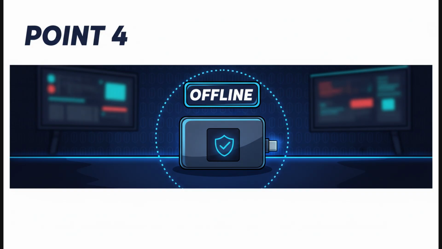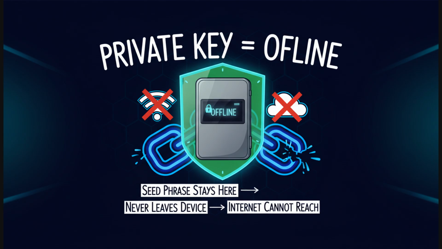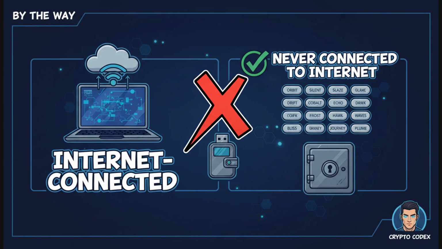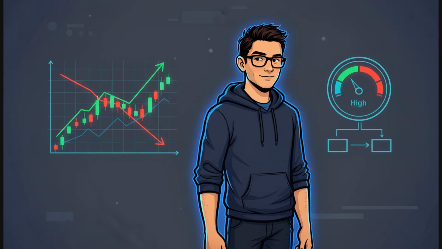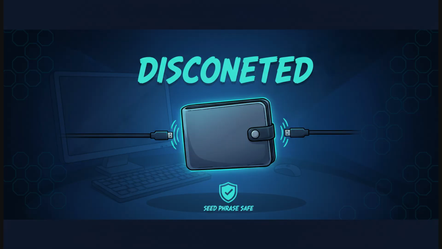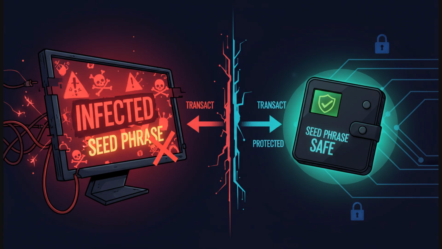Fourth, consider a hardware wallet if you hold significant amounts. Devices like Ledger or Trezor keep your private key completely offline. The seed phrase never touches an internet-connected device. When you want to make a transaction, you plug the hardware wallet into your computer. You sign the transaction on the device itself. Then you disconnect. Even if your computer is riddled with malware, your seed phrase remains safe.